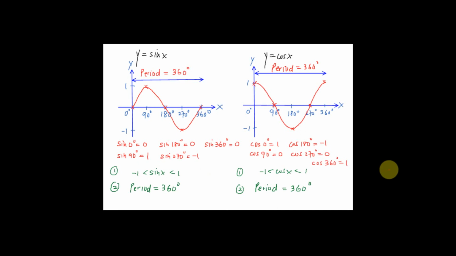Next, I'm going to show you the general pattern for y equal to tangent x. You will find that the pattern for tangent x is totally different from sine x and cos x. For y equal to tangent x, the pattern is totally different from y equal to cos x and sine x.